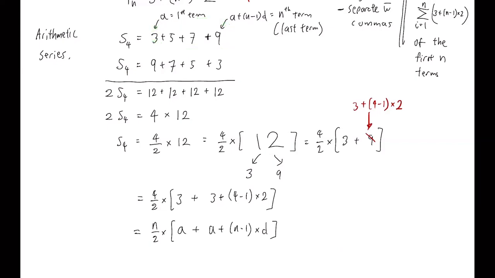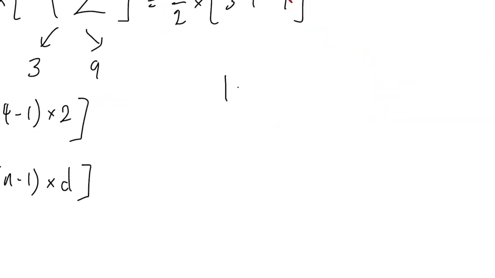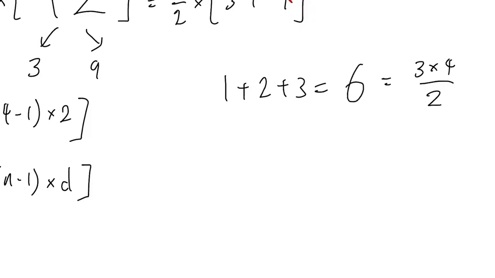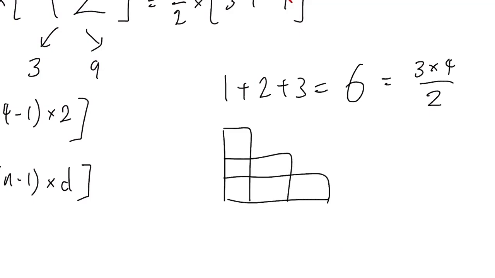Another way that you can interpret this, the geometric picture for this, is like, for example, what is 1 plus 2 plus 3? Obviously it's 6, but it's actually the same as 3 times 4 over 2. How do we interpret that? You can draw a picture like this. A staircase. But then you can reverse the staircase.